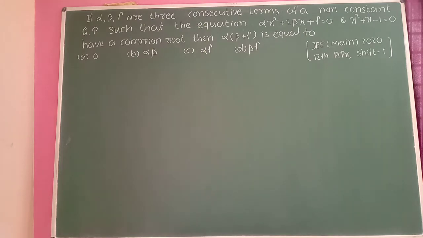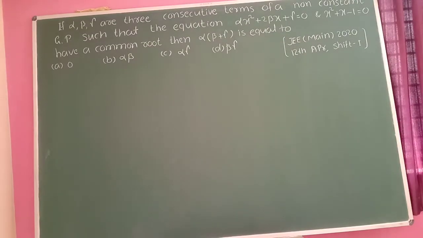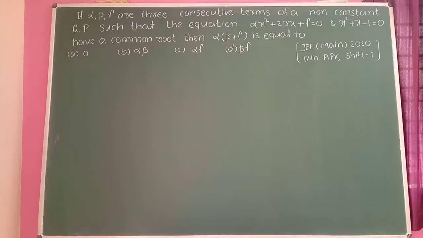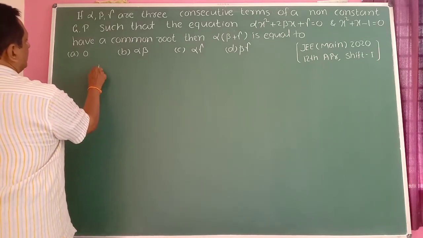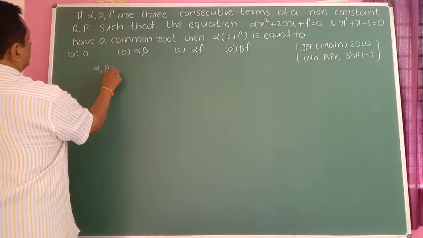If alpha, beta, gamma are the 3 consecutive terms of a non-constant GP such that the equation alpha x square plus 2 beta x plus gamma is equal to 0 and x square plus x minus 1 equal to 0 have a common root, then alpha into beta plus gamma is equal to what here?